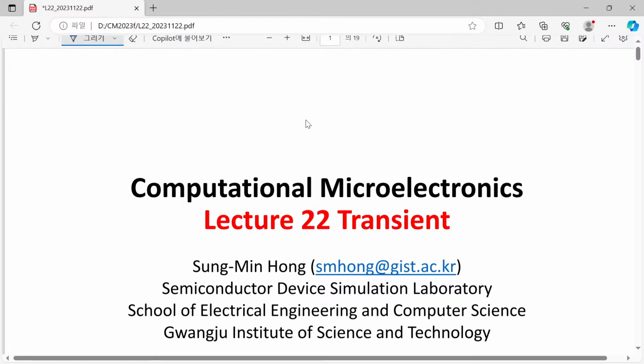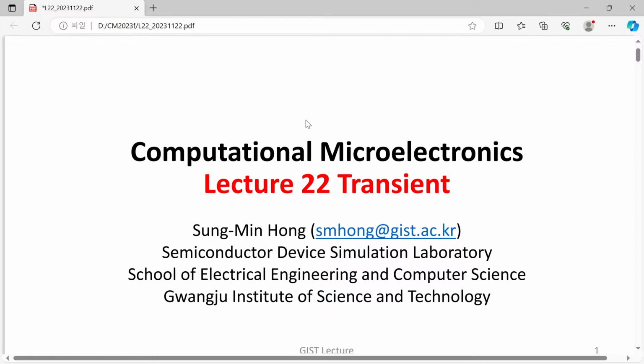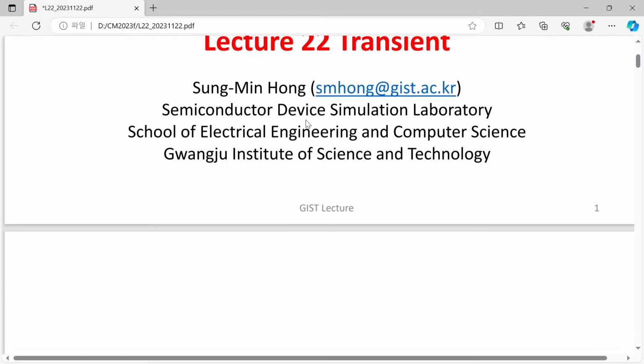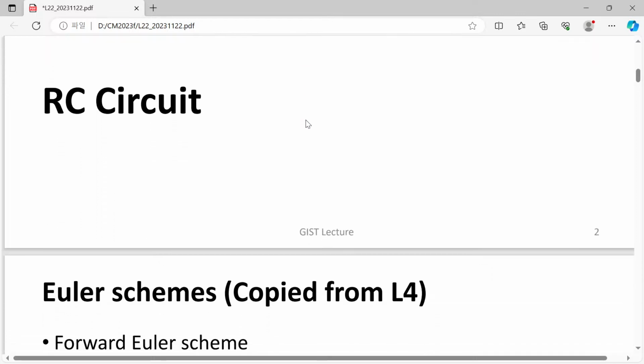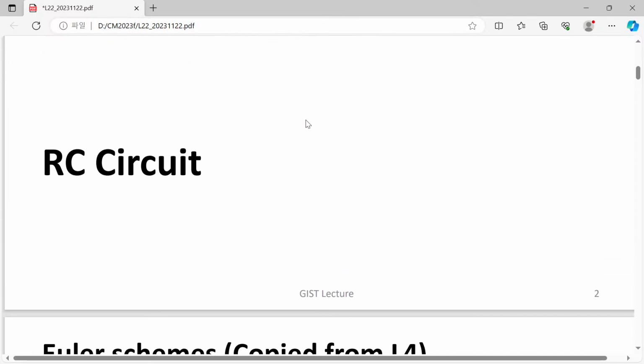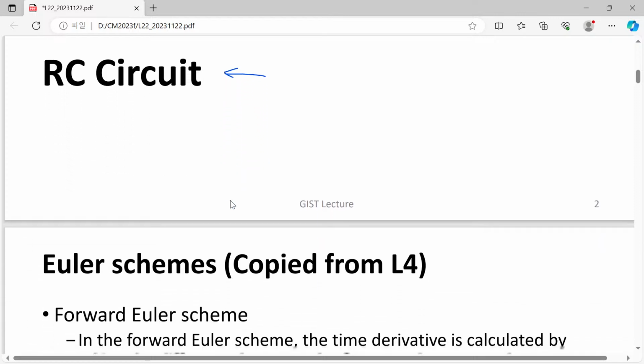Okay, this is lecture 22 for the transient simulation of semiconductor devices. This is the section for transient simulation, and in today's lecture we will consider an RC circuit as an example.